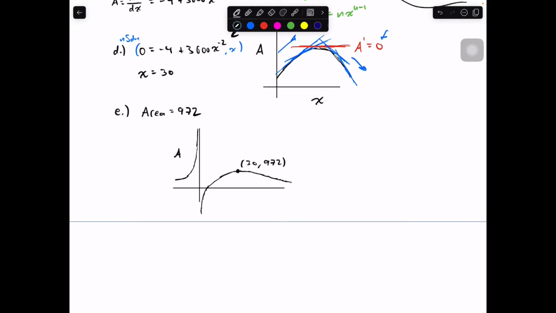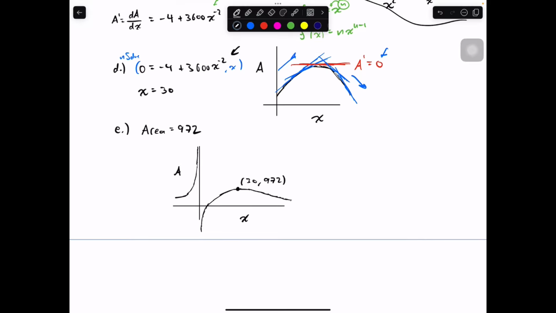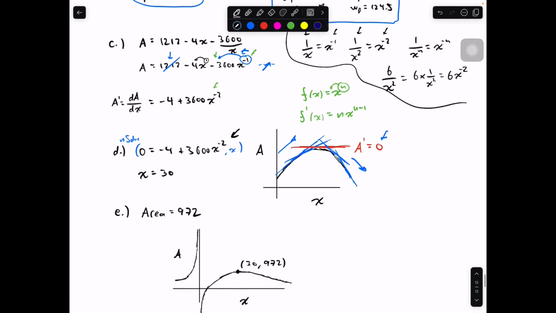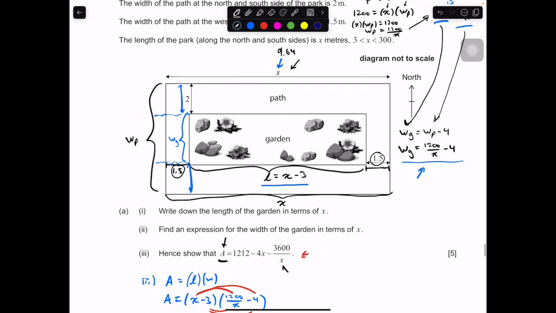Not needed, but we have area as a function of x, the size of the path. And so when, or sorry, not the size of the path, the dimensions of our garden. I'm sorry, not our garden, our park.